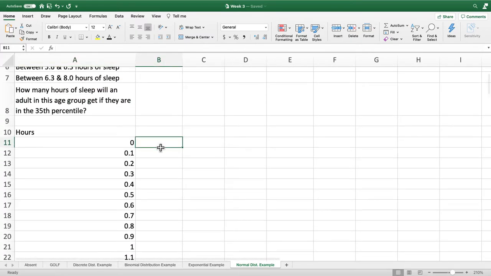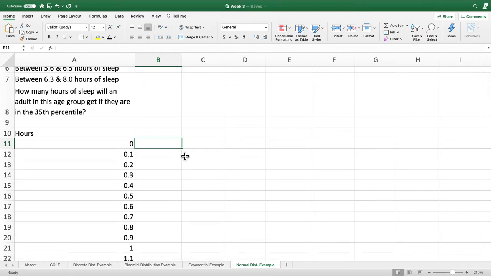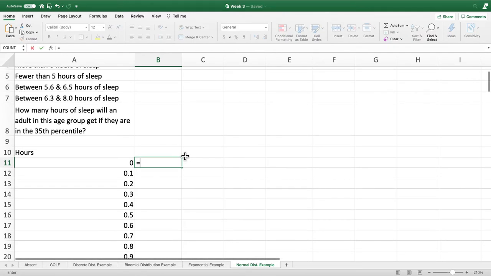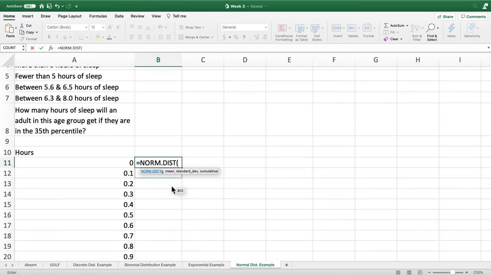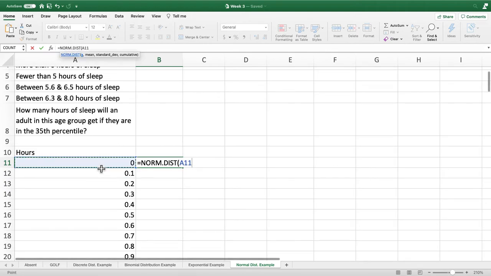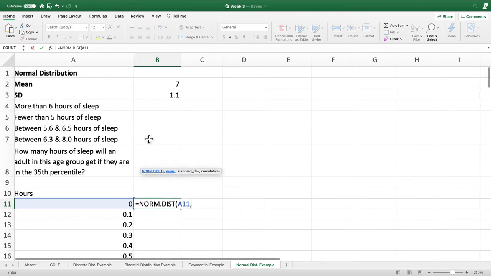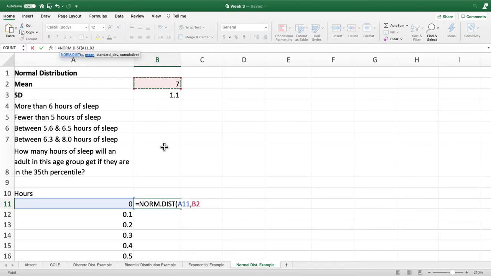All right, so how do we calculate this normal distribution? Well, start with equals, and then start typing norm, and there you see the normal distribution function. So now it wants our x, which is just going to be our hours, and then our mean, which we come back up here, and that's 7. So you could either type in 7, or you could type in B2 and then absolute reference it with that function F4. And then we want our standard deviation. So again, you could type in 1.1, or you could use B3 with that function F4.